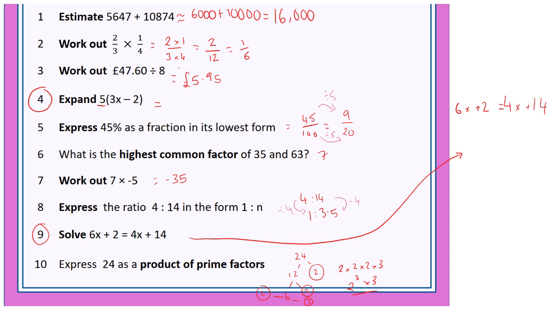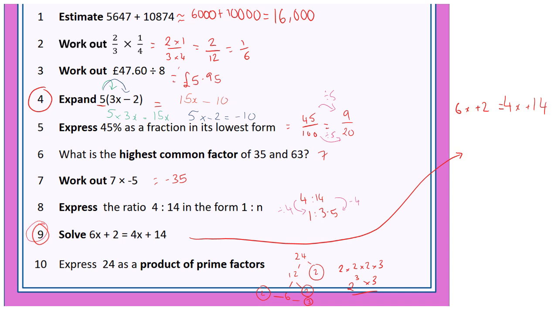So let's use some colours to help us out there. I've got to do 5 times 3x. Well, that's going to be 15x. And then the other part I need to do is the 5 times the minus 2. 5 times negative 2 gives me negative 10. So putting those two bits together, we've got 15x, and I've got negative 10. So that should be your answer to question 4.